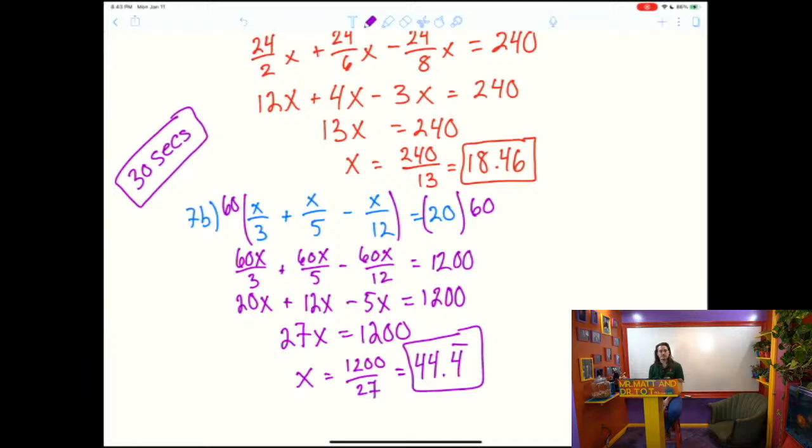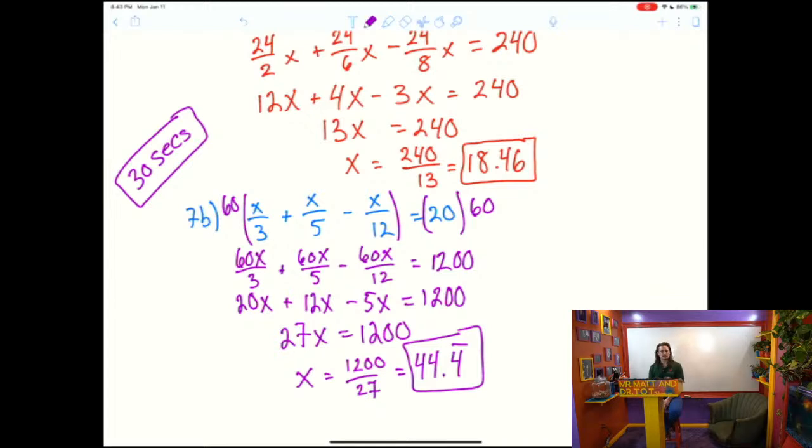60x over 3 is 20x. 60x over 5 is 12x. Negative 60x over 12 is negative 5x. 20x plus 12x is 32x. 32x minus 5x is 27x. So we're going to get 27x is equal to 1200.